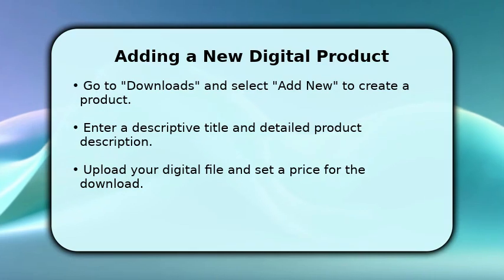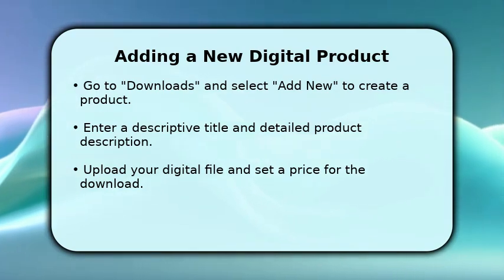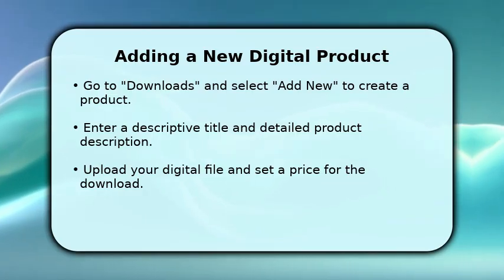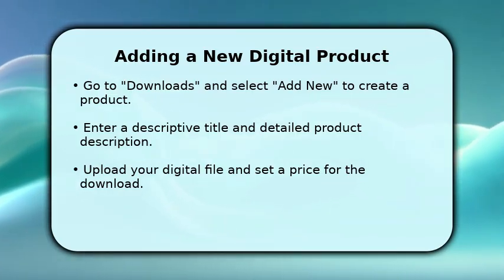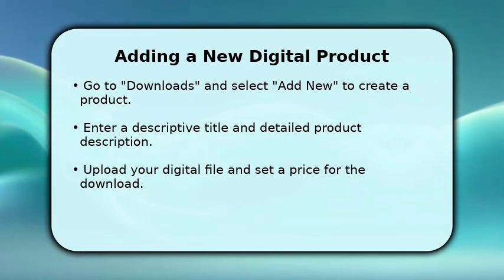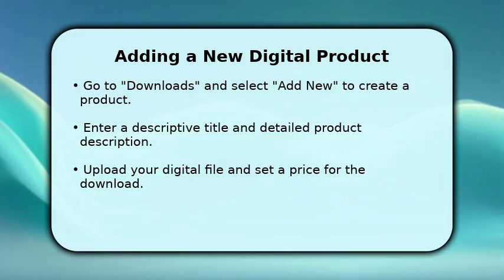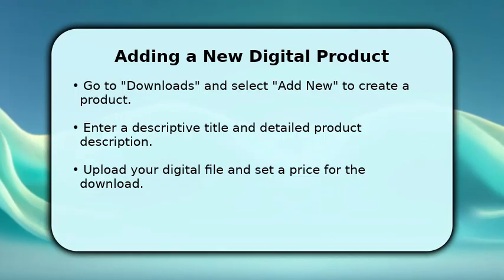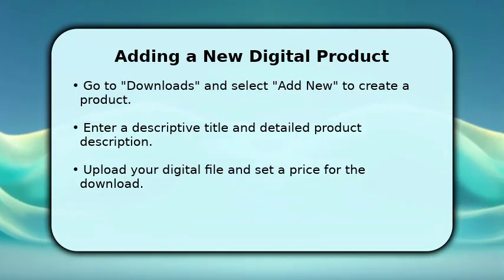Now let's create your first digital product. From your WordPress dashboard, hover over Downloads and click Add New. Give your product a clear title and a compelling description to inform your customers. Next, upload the actual digital file, whether it's an ebook, music, or software. Finally, set a price for your product. You can choose 0 for free downloads or any amount for paid items.